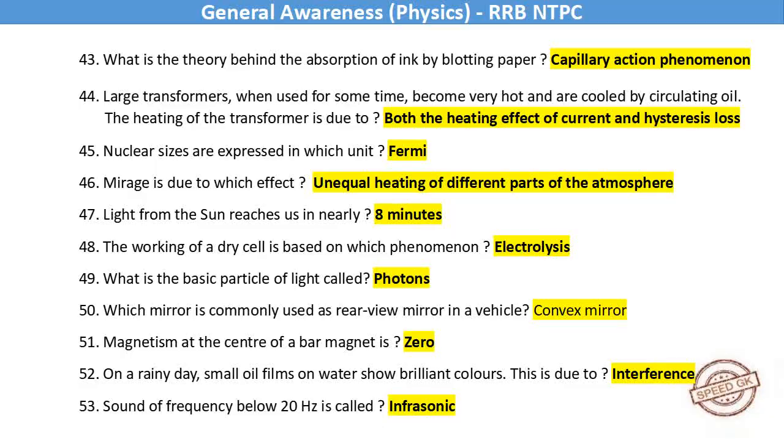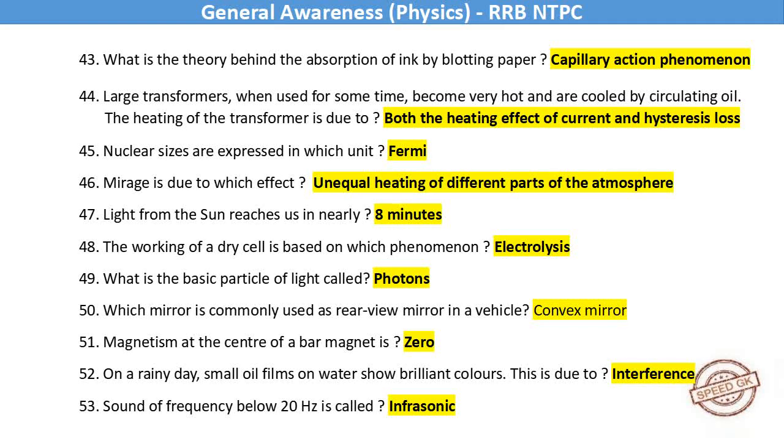Nuclear sizes are expressed in which unit? Fermi. Mirage is due to which effect? Unequal heating of different parts of the atmosphere. Light from the sun reaches us in nearly 8 minutes.